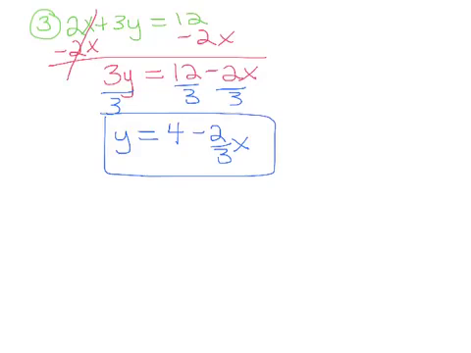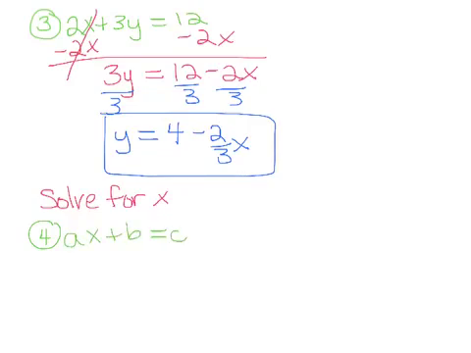So now things are going to get a little bit harder because we're going to move away from things that have numbers and look only at things that have variables and letters. These letters are going to represent numbers, but they're going to look a lot harder. On these, I'm going to ask you to solve for x. Starting with example number 4, we have ax plus b equals c.